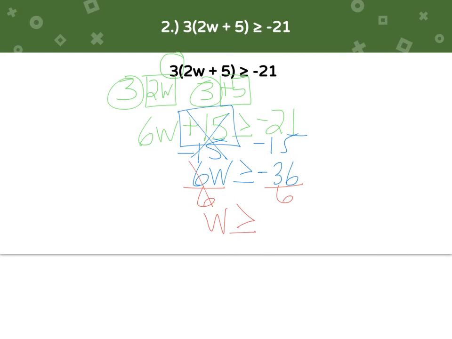You have a negative divided by a positive. It's a negative, and 36 divided by 6 is 6. The answer is w is greater than or equal to negative 6. The sign did not flip because we did not divide by a negative.